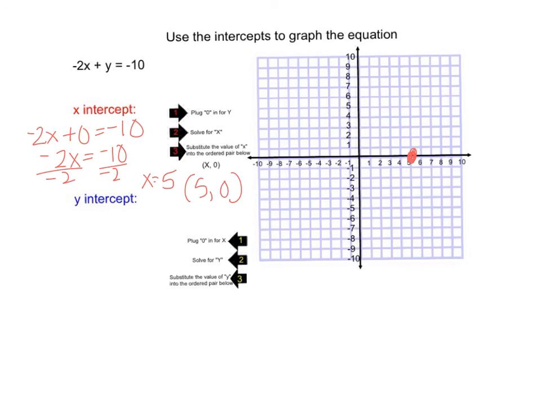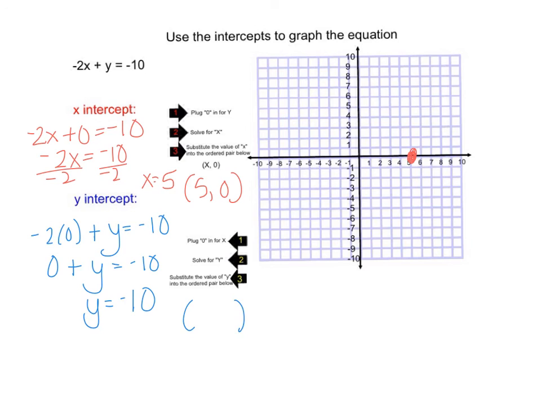Now let's find our y-intercept by plugging in 0 for x. Negative 2 times 0 plus y equals negative 10. Negative 2 times 0 is 0. So we have 0 plus y equals negative 10. We don't need to keep the 0. That leaves us with y equals negative 10. And when we plug that into an ordered pair, we have that as (0, negative 10). We graph (0, negative 10). We connect our 2 points, and we have our line.